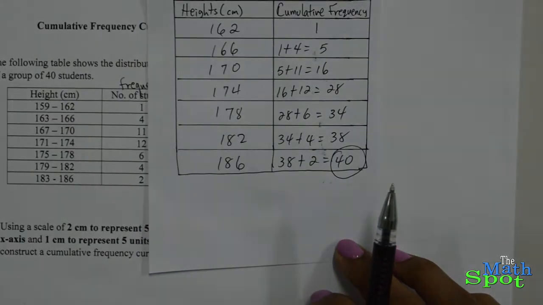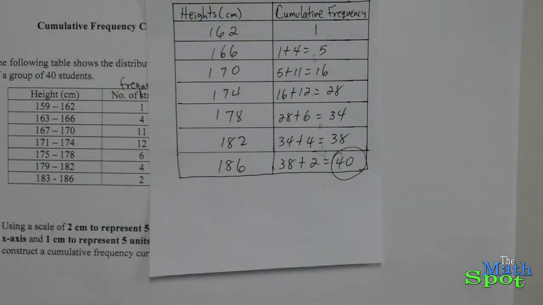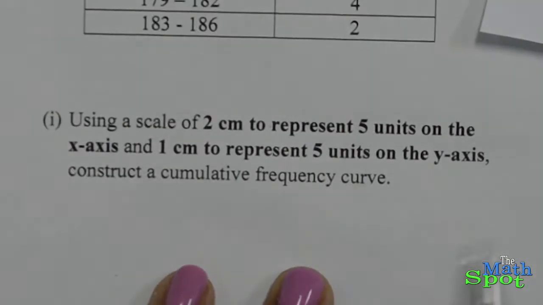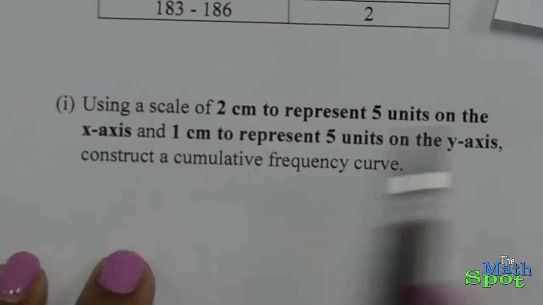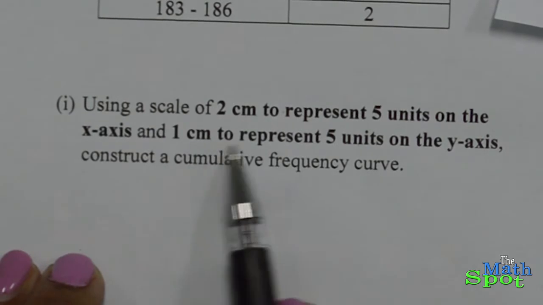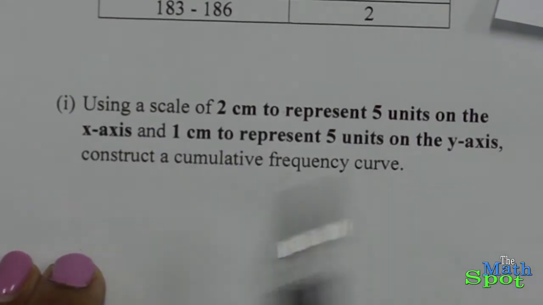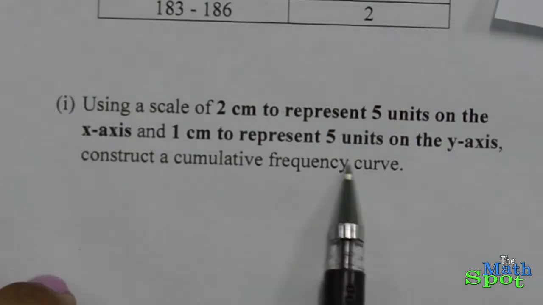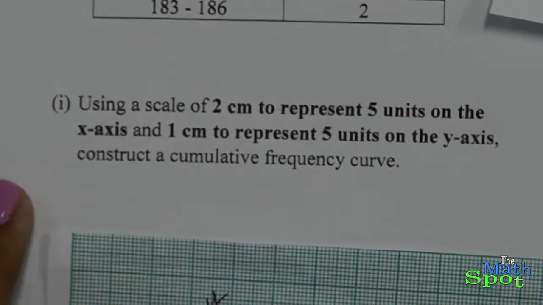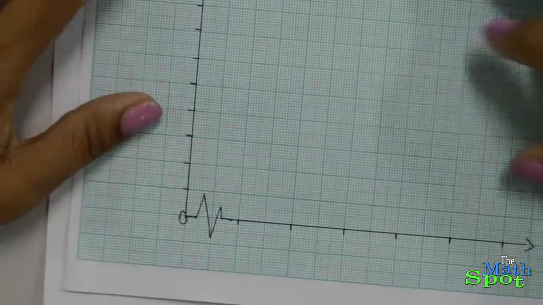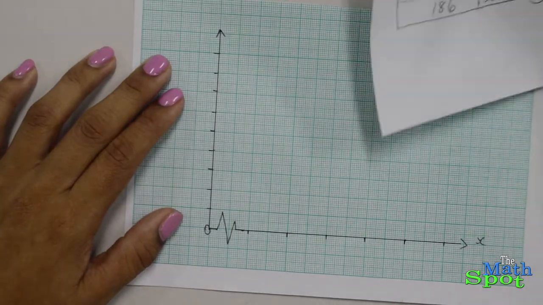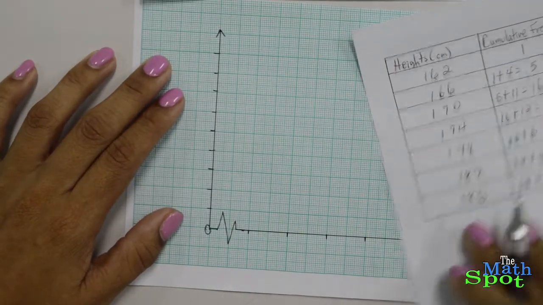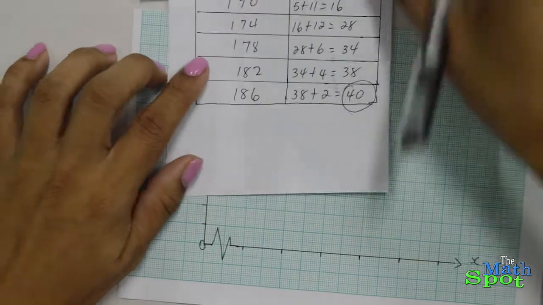Now we're going to be drawing our cumulative frequency curve. We have a given scale here for you. Using a scale of 2 centimeters to represent 5 units on the x-axis and 1 centimeter to represent 5 units on the y-axis, construct a cumulative frequency curve. We have the graph here already marked for you, but keeping the scale in mind for our x-axis.